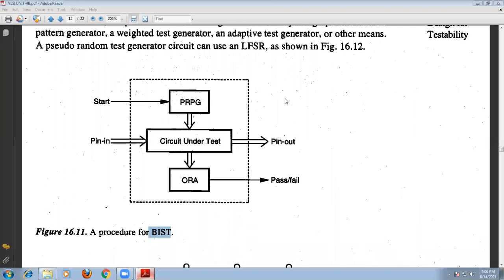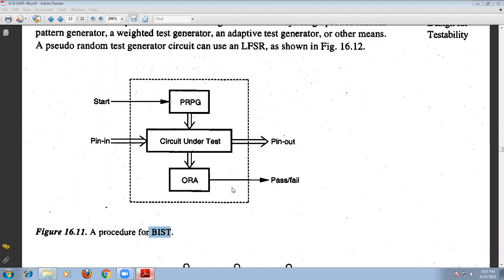So in the last class we discussed the scan-based technique, right? Now let's go to a very important topic, that is the built-in self-test technique. This is also called BIST.